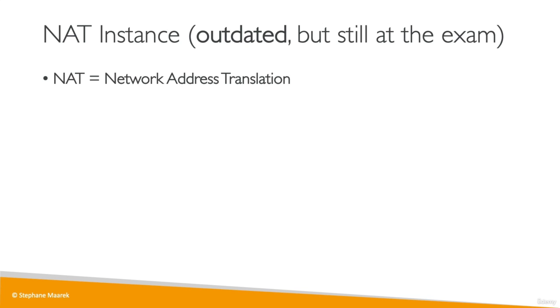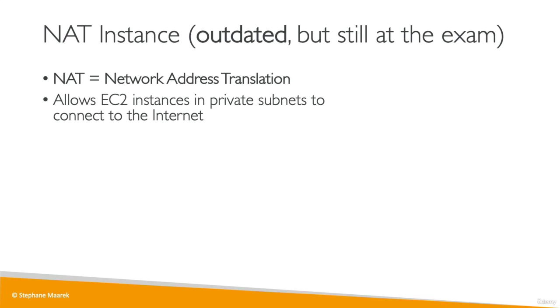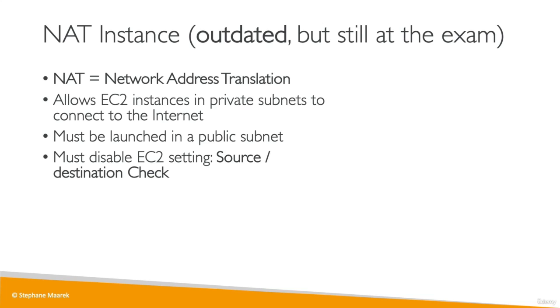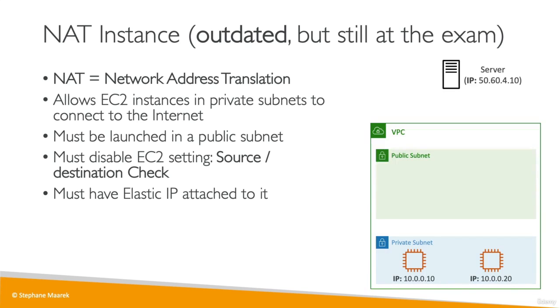So NAT means Network Address Translation. And these NAT instances allow EC2 instances in private subnets to connect to the internet. To do so, the NAT instance must be launched in a public subnet and then will connect the public subnet and the private subnet. There's also a setting we'll have to disable, and we'll see this in the hands-on, called the source destination check, and I'll show you right now why. Also, your NAT instance must have a fixed elastic IP attached to it. So let's have a look.